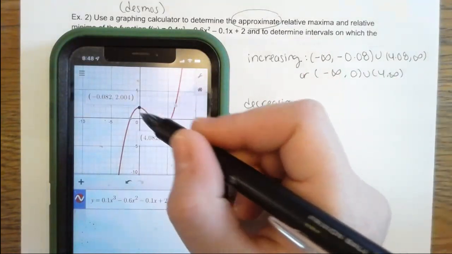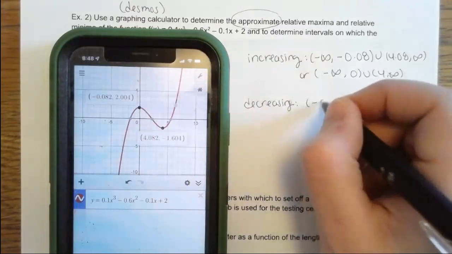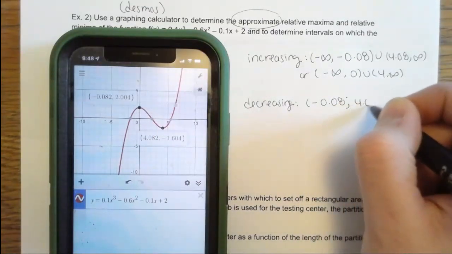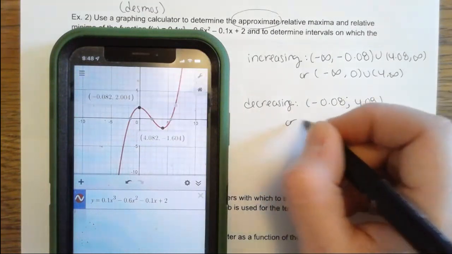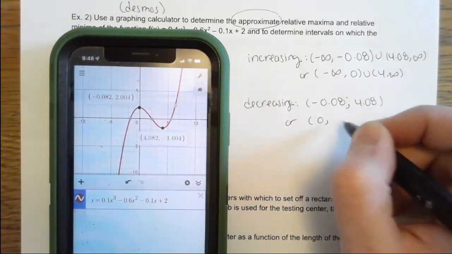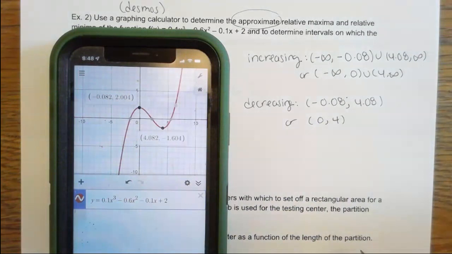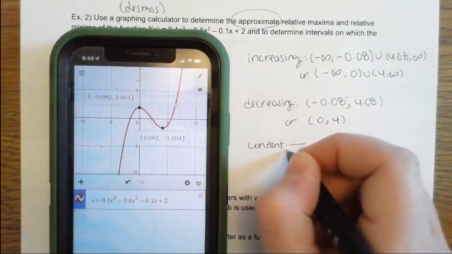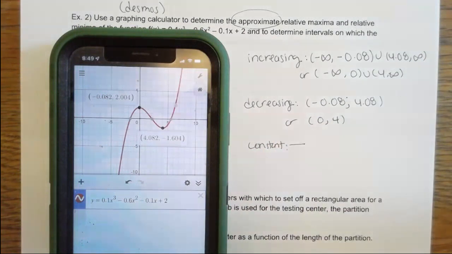For decreasing, just in between here, so going from x is negative 0.08 to 4.08. Or again, if you're rounding a little bit more, from about 0 to 4 is where we're decreasing. And it is not constant anywhere, right? It's never flat, so that piece does not occur.